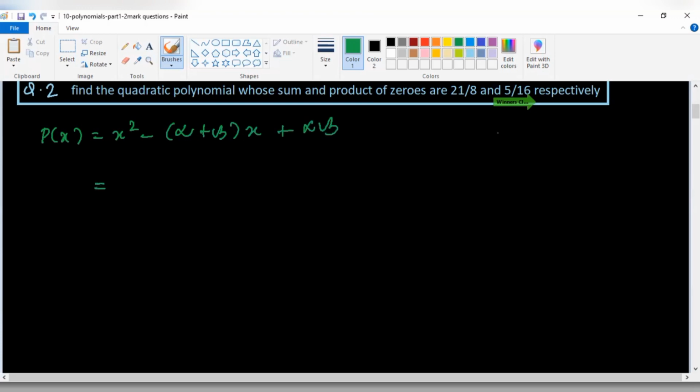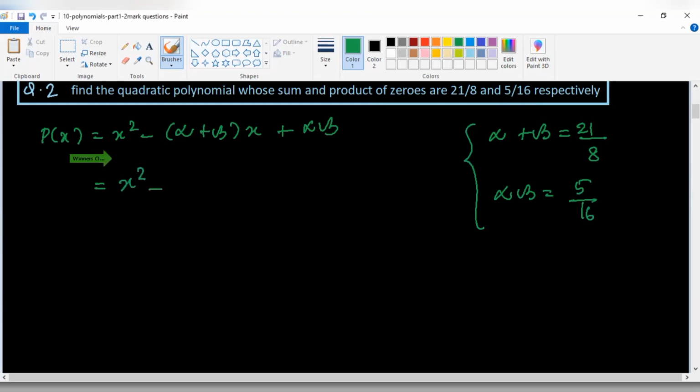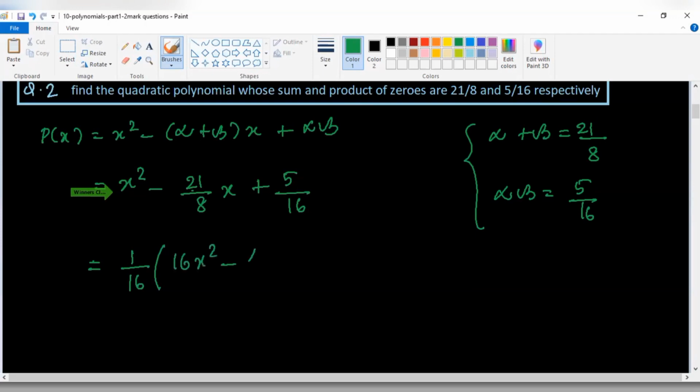Here in this question, the sum of the zeros alpha plus beta is given as 21 by 8 and alpha beta is given as 5 by 16. So we can put these two values here. We can write it as x square minus 21 by 8 x plus 5 by 16. We can stop here, or we can multiply throughout by 16, which is the same as 1 by 16 into (16x square minus 42x plus 5).